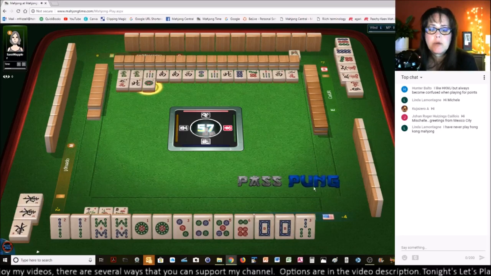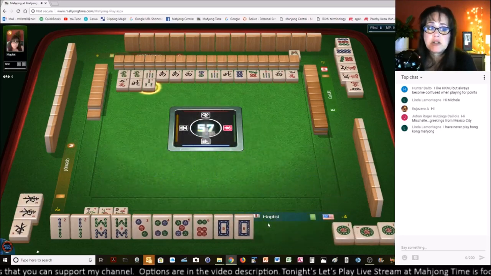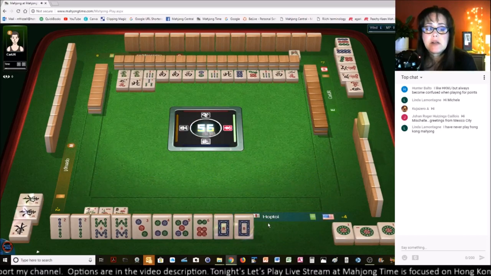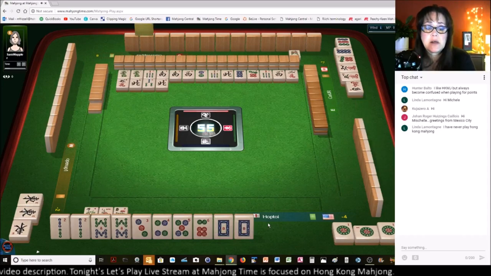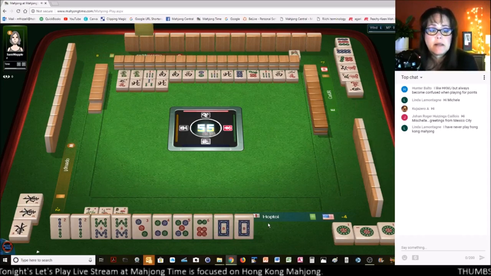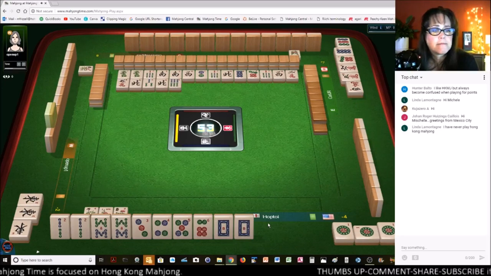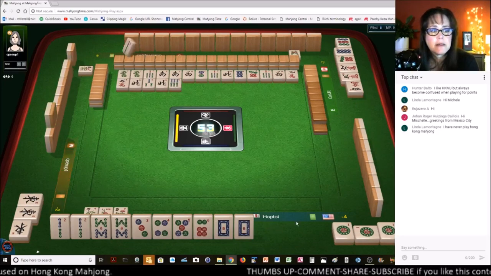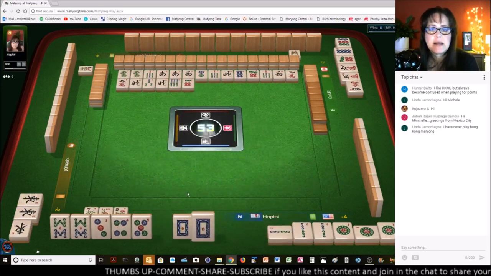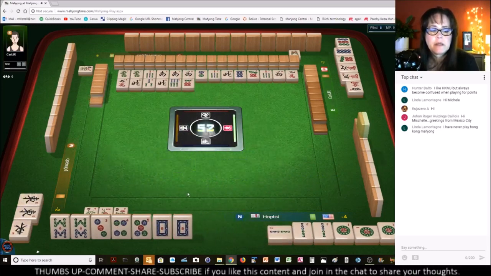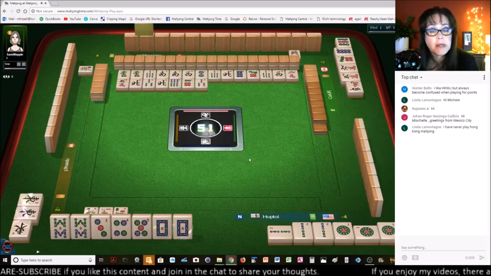One dot. Okay, we're going to pung it. Pung. Let's get rid of the three bam. It's kind of arbitrary right now. Once there are more discards and exposures, it'll be a little more clear what to discard. Six bamboos. Two bamboos. Pung. Let's get rid of the six dot. We need another pair in here, but we could always be waiting on a pair.